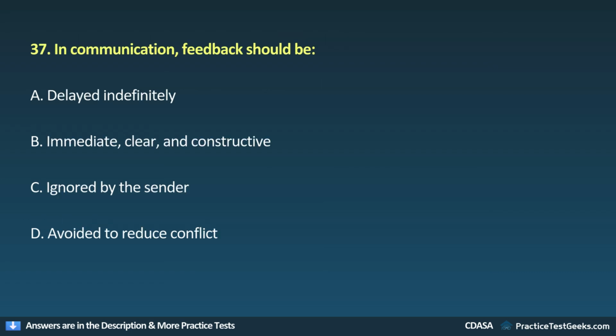37. In communication, feedback should be: A. Delayed indefinitely. B. Immediate, clear, and constructive. C. Ignored by the sender. D. Avoided to reduce conflict.